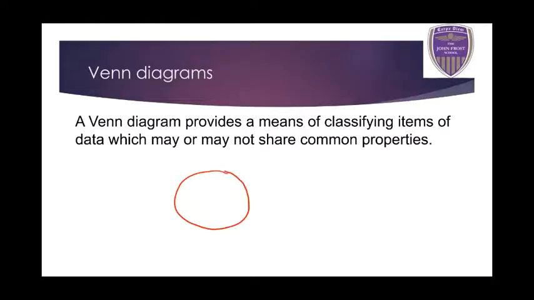These are the diagrams that are represented by two circles. One of the circles is called set A, the other circle is called set B. The circle A represents all the data contained within set A, and the circle B contains all the data in set B. And this overlap is all the common data between the two data sets. Okay, so let's have a look at some examples of these.